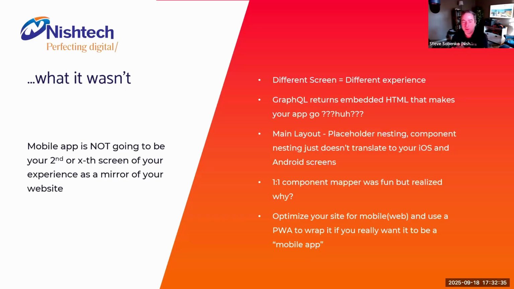If you really wanted your mobile app on web to look like a mobile app, you can make it a PWA and wrap it, and it can be a mobile app. But for me, your native app maybe is something a little bit different than just a mirror of your website. Your website has a good mobile presence, leave it like that.